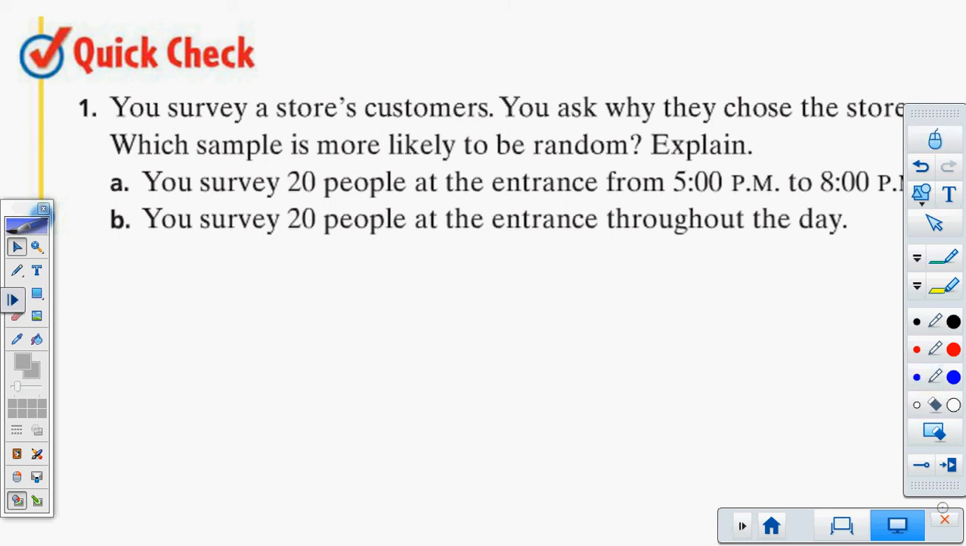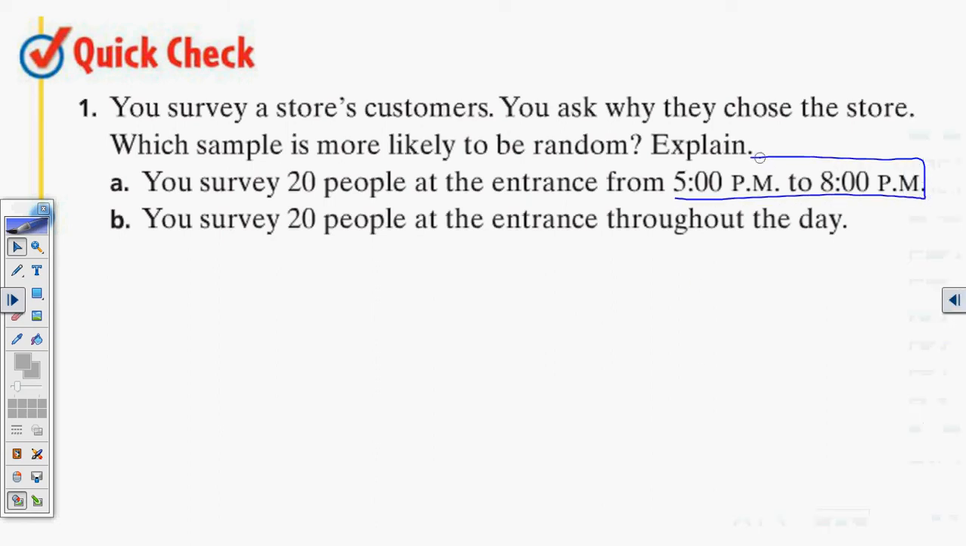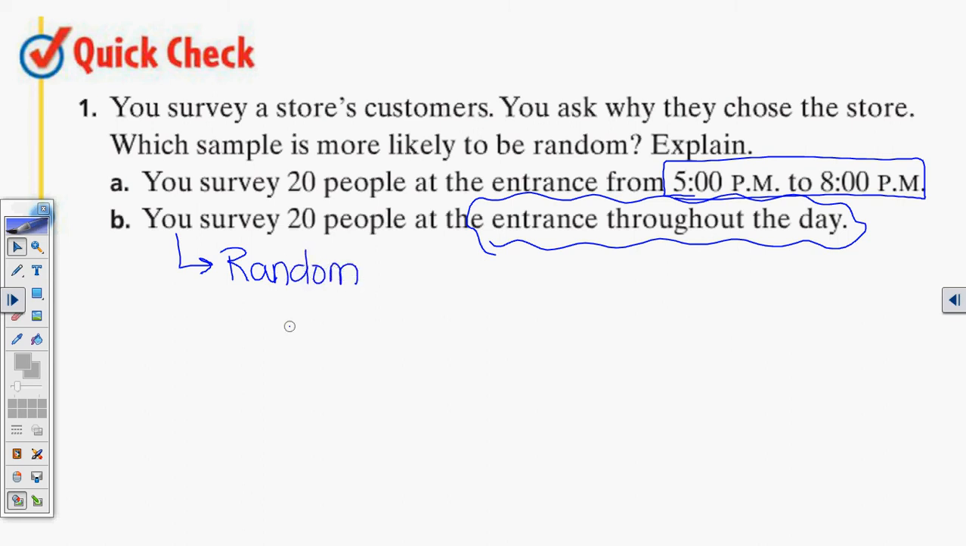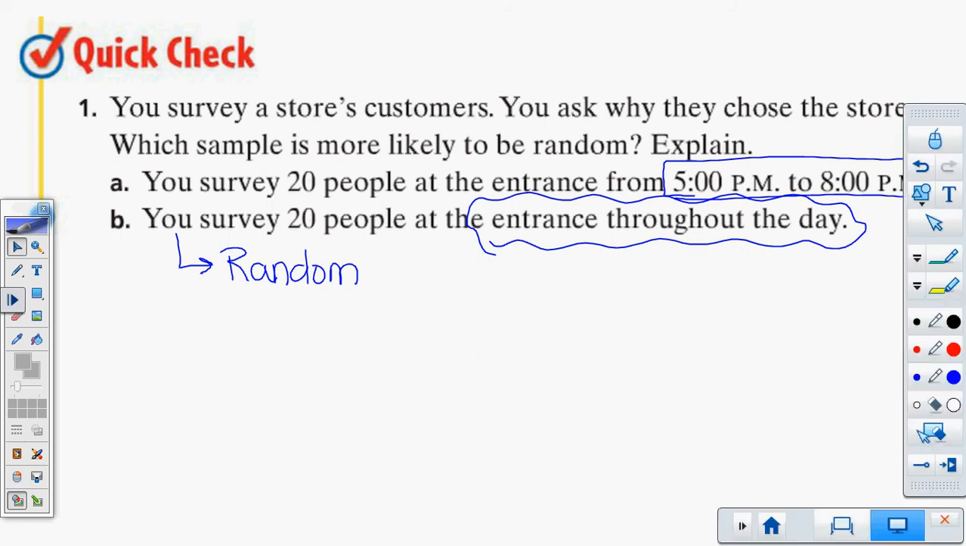So, the first one is only from a specific time frame, from 5 to 8. This takes away the likeliness of it being random because you're only surveying those people. And it's not like it's going to be a specific type of person. However, you might not get the people who shop during the day. If you do it at the entrance throughout the entire day, that is a random sample. It's much more random because everyone has the same chance of getting picked. For letter A, everyone does not have the chance of getting picked because it's only from 5 to 8.